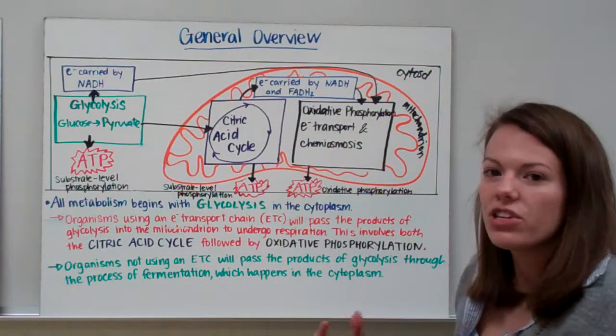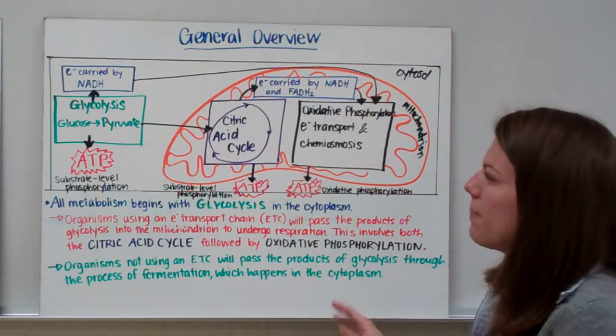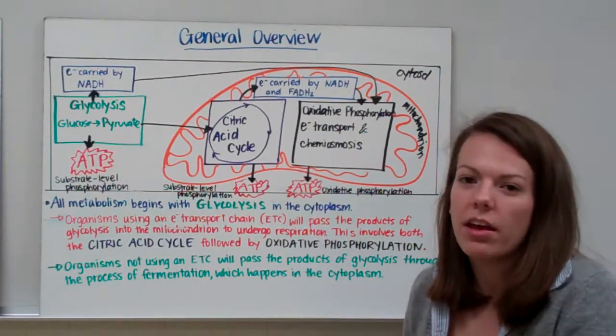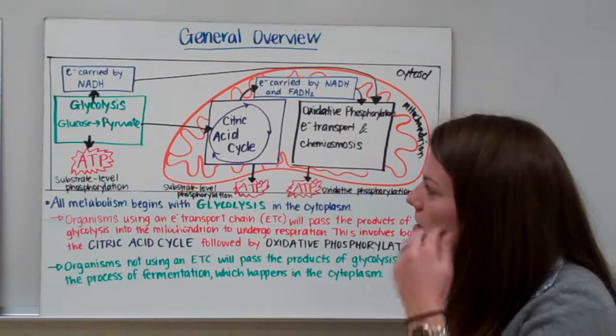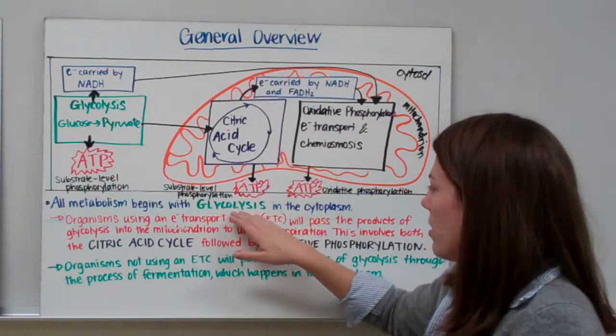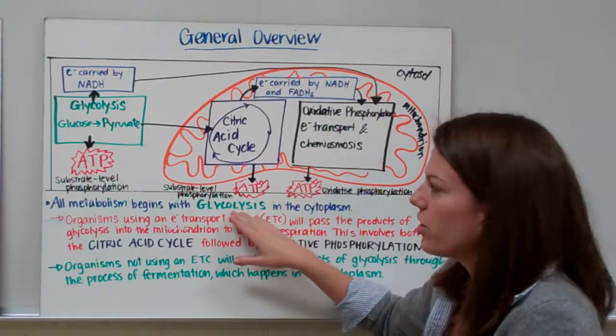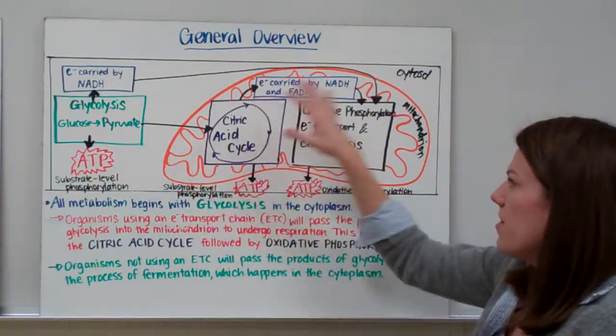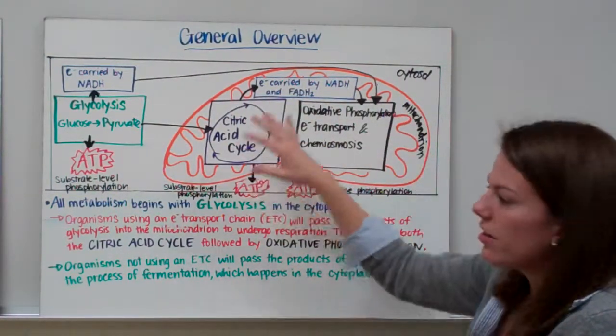Now let's look at a general overview of cell respiration in a picture. So this picture looks very, very complicated, but we'll be breaking it down bit by bit in the next few videos. So we start all metabolism with glycolysis. So glycolysis is breaking down sugars. So glycolysis happens in the cytoplasm, so out in the cell. And then this orange region is the mitochondrion.